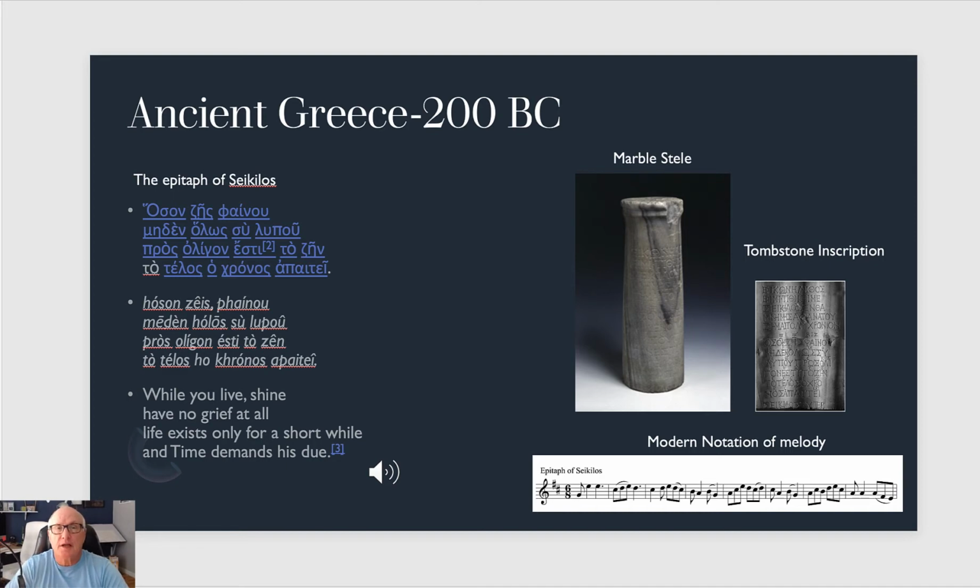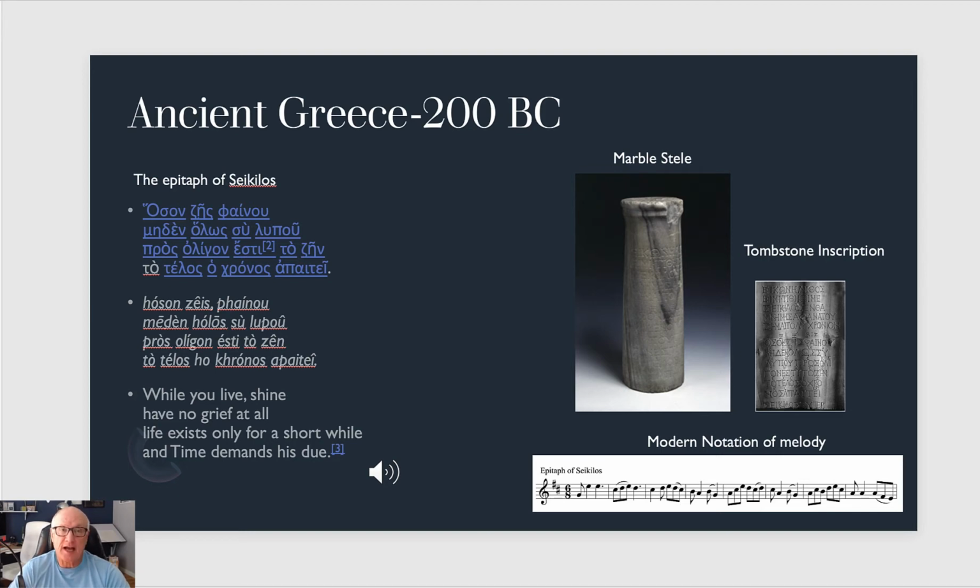Then we can look at ancient Greece. This evolved for about 1,000 years, and you can begin to see that people were writing things down. They were recording their culture. And so this is the most famous of the ancient pieces that we have.